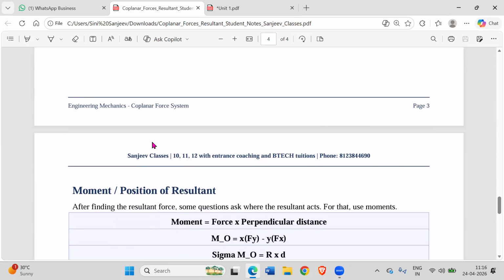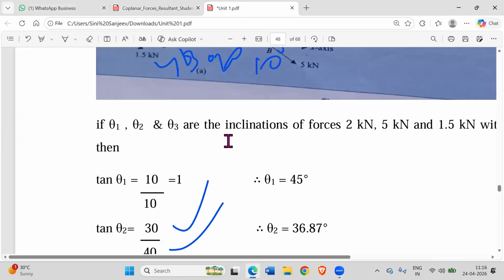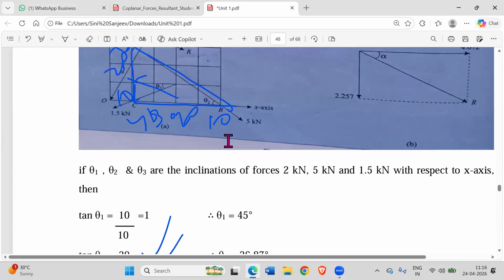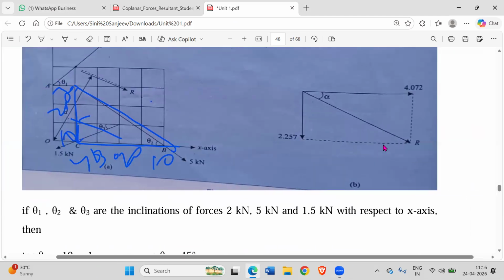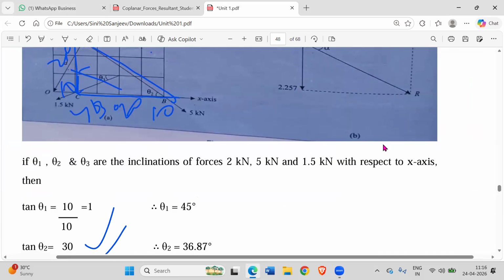Okay, so this is one more thing. I have written on each and everything in the PDF, so it will be very easy for you to understand. So you can see clearly here also. Down.